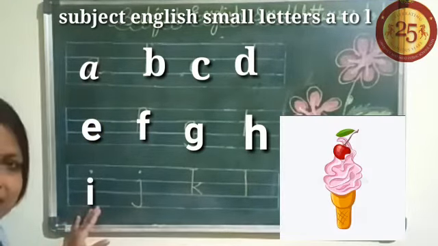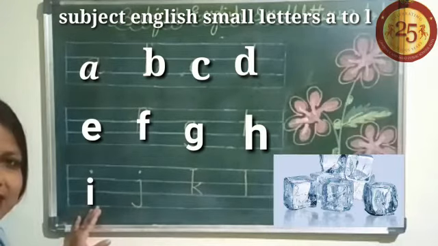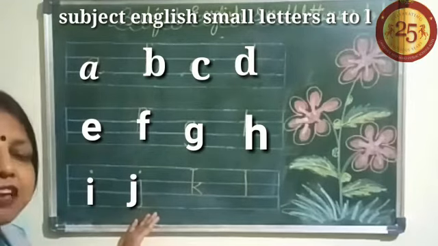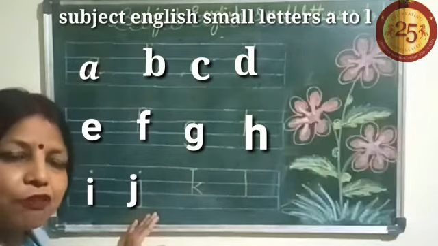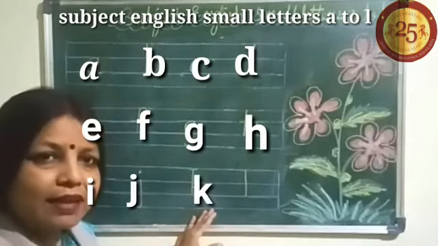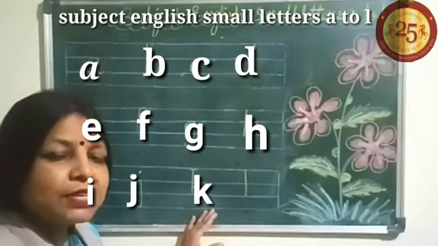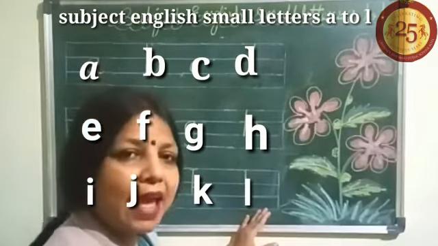I for ice cream. I for igloo. I for ice. This is a small letter J. J for jug. J for jam. J for joker. This is a small letter K. K for kangaroo. K for king. K for kite. This is a small letter L.